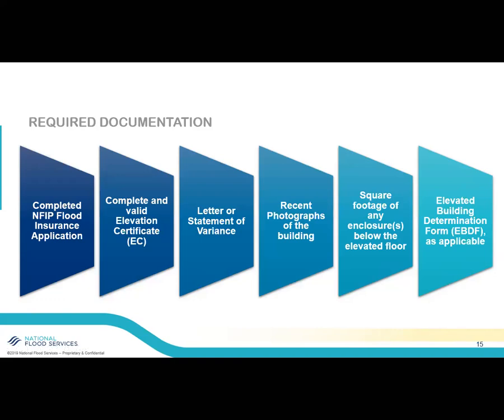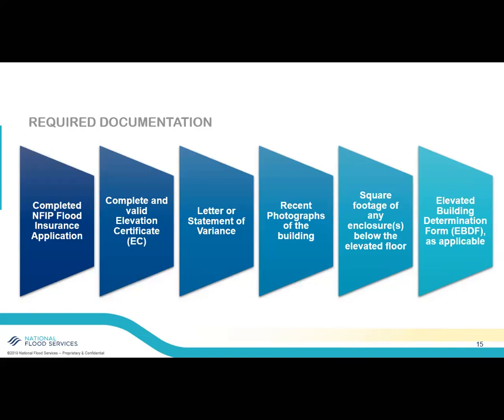So the NFIP wants to look at the elevation certificate to determine how far it is out of compliance. Also, a letter of statement or variance. And simply put, this is just a statement from the community officials explaining that, yes, they did allow this structure to be built out of compliance, and kind of why they allowed it to be built out of compliance.